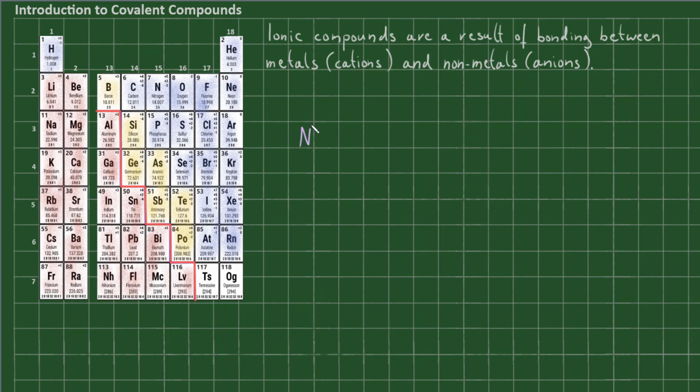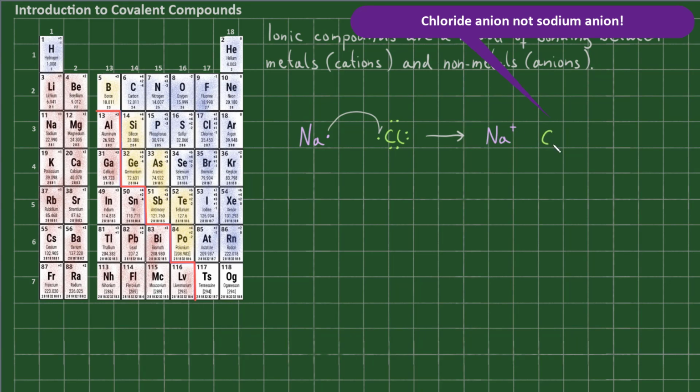Here is my sodium atom, and here is its valence electron. Over here to the right, I have a chlorine atom with 7 of its valence electrons. Sodium will lose or donate its valence electron to chlorine, and as a result, I will end up with a positively charged sodium cation and a negatively charged chloride anion.